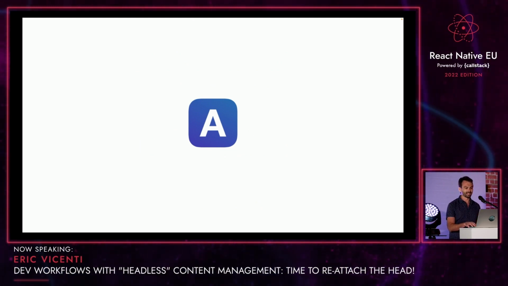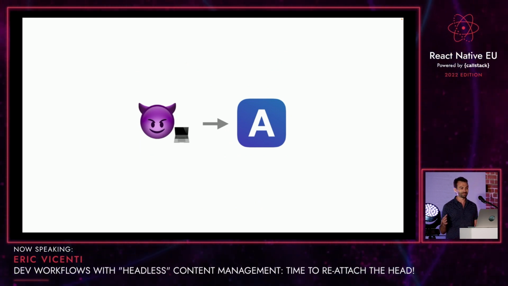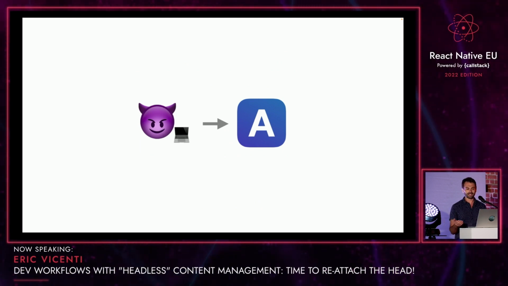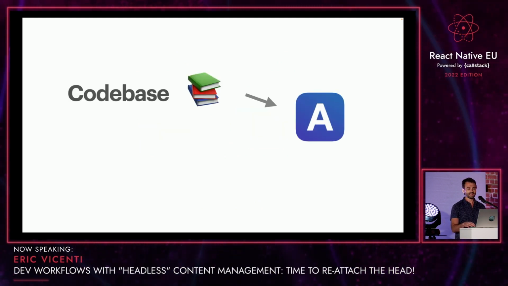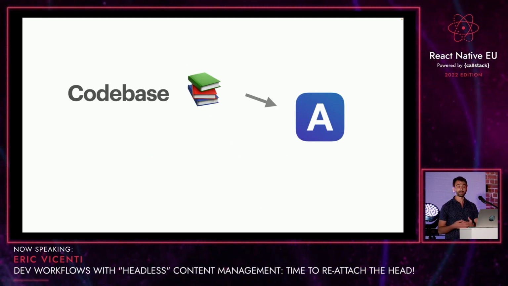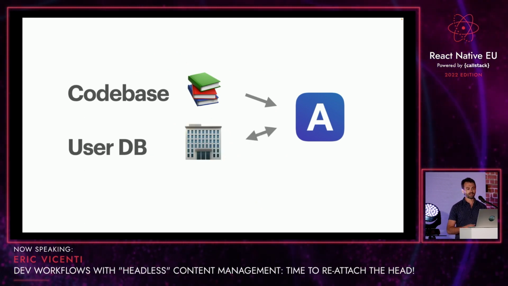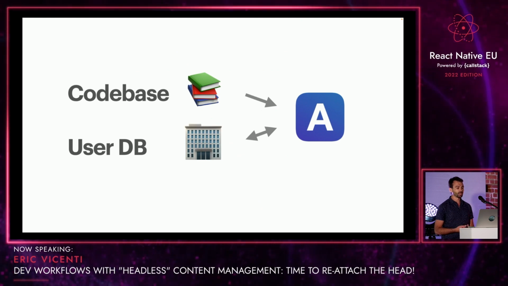So who are we? This is us. We're like gremlin developers with laptops. It's really, really cool. And what do we actually maintain, though, as a team? We maintain a code base, which goes through a platform-specific process to build and deploy our application. And we also maintain a database for our users, which is tightly integrated into our application.